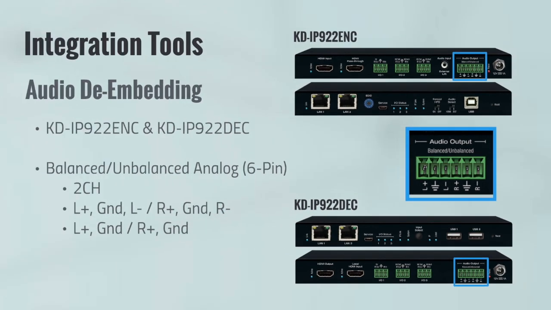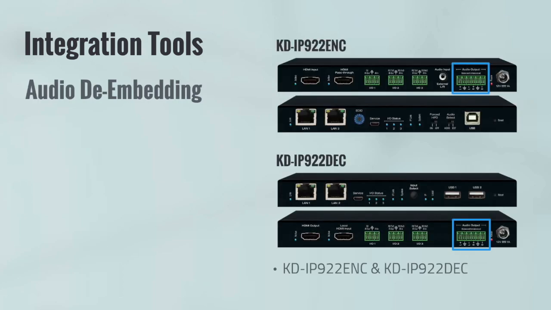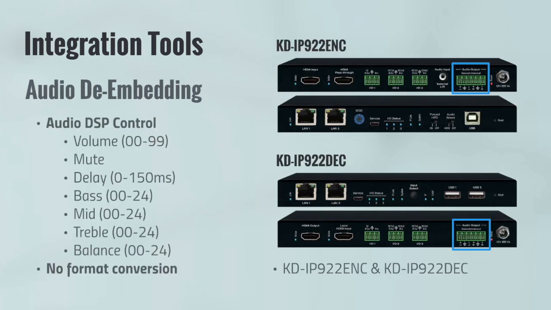Not only is it a benefit that we have this audio de-embedding at each side, but the encoder and decoder both also have audio DSP control for your preamp functionalities like volume, muting control, lip sync delay, 3-band EQ, and left-right balance. But keep in mind, there is no format conversion, so if you are viewing content that is surround sound audio, we will not be able to give it to you on that analog audio de-embed port.